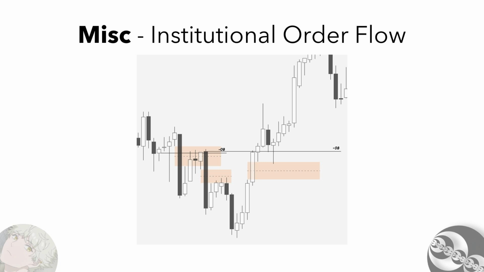Institutional order flow, or just order flow in terms of ICT concepts, is essentially just looking at which PD arrays we've been respecting and violating. If we keep respecting bullish PD arrays and violating bearish ones, then we have bullish order flow. If we keep respecting bearish PD arrays and violating bullish PD arrays, then we have bearish order flow. Ideally, you want to be in longs when we have bullish order flow and shorts when we have bearish order flow.